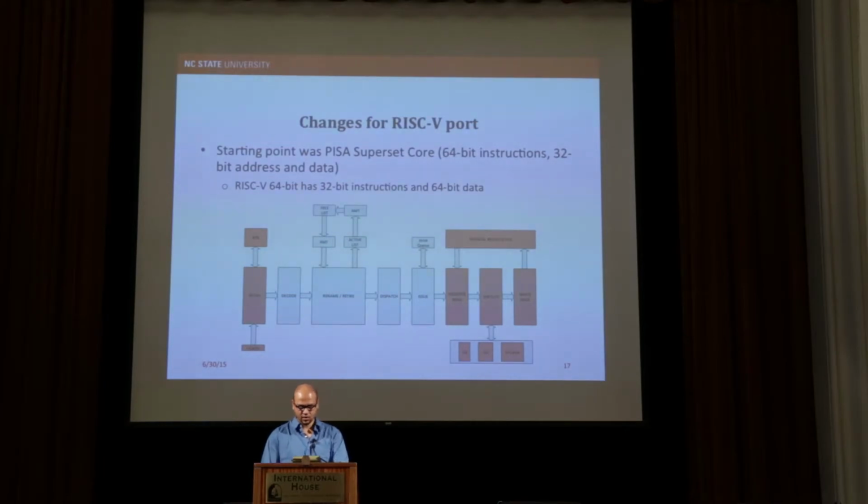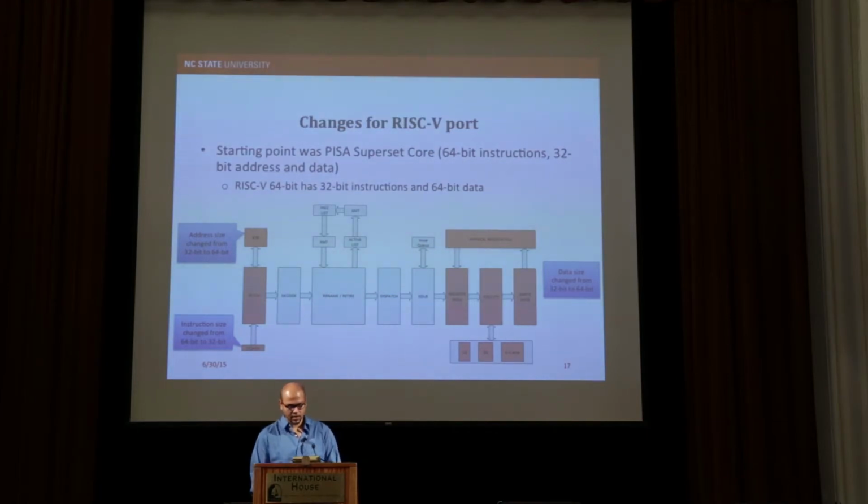Not surprisingly, we had to change the iCache size, the fetch stage, and the BTB to match the switch of instruction size from 64 to 32, and the switching of address and data from 32 to 64. The physical register file increased in size, or actually doubled in size. The load queue, store queue, and the data cache also increased in size. And everything that comprises the data path, the execution path, had to be modified to handle 64-bit operands.